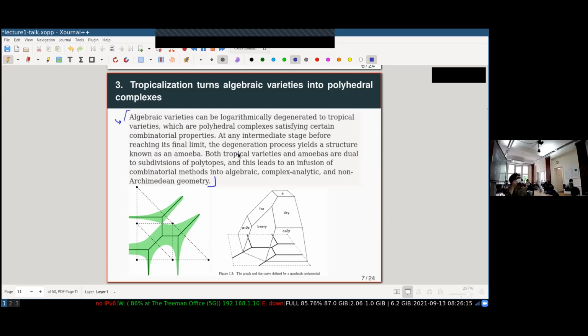Algebraic varieties can be logarithmically degenerated to tropical varieties, which are polyhedral complexes satisfying certain combinatorial properties. At any intermediate stage before reaching its final limit, the degeneration process yields a structure known as an amoeba. Both tropical varieties and amoebas are dual to subdivisions of polytopes, and this leads to an infusion of combinatorial methods into algebraic, complex analytic, and non-Archimedean geometry.